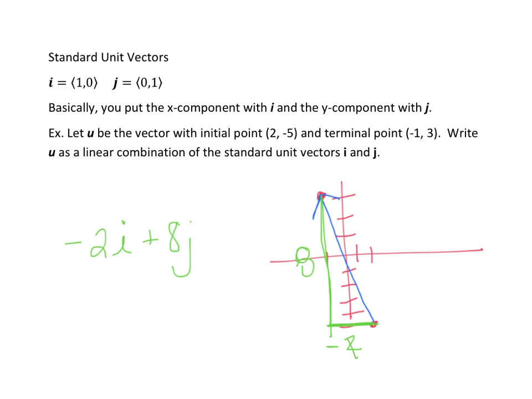And by 2 right here, what I meant was 3. So this changes to a -3i. Forgot I was over 3. So -3i plus 8j is your standard unit vectors. So this is called component form.